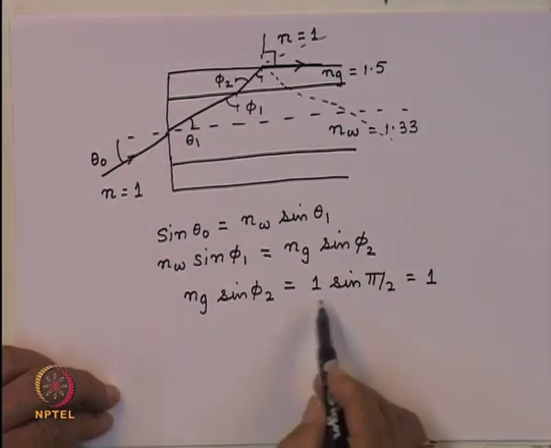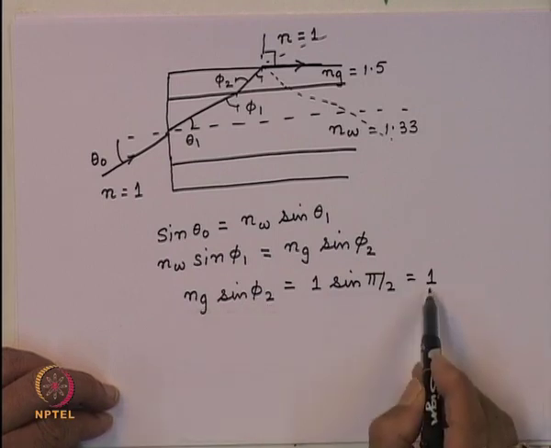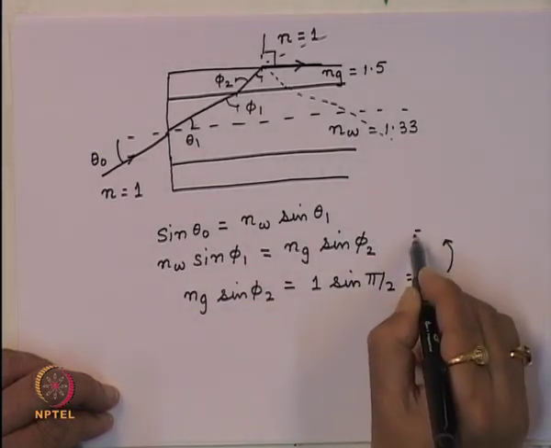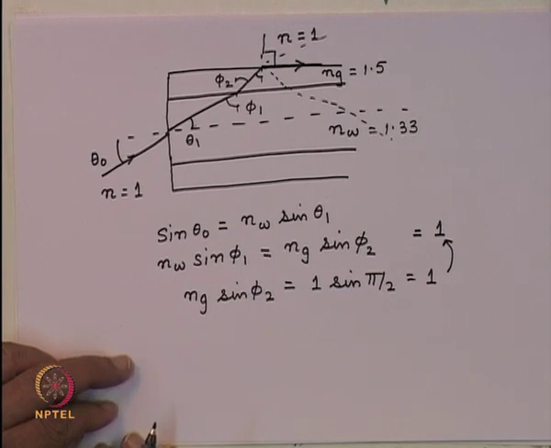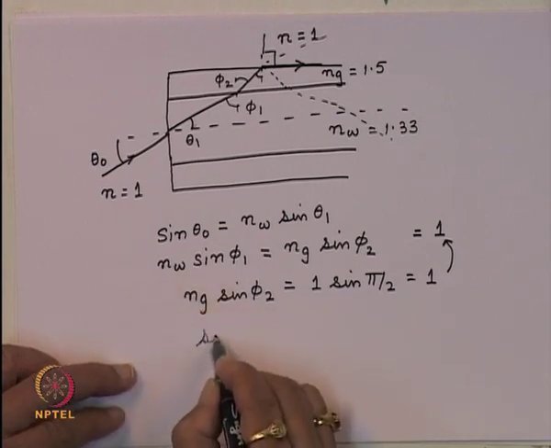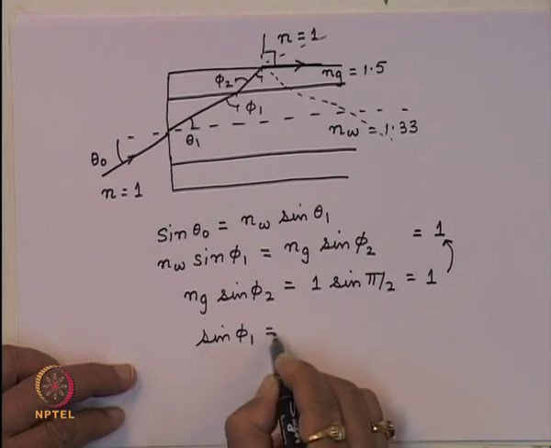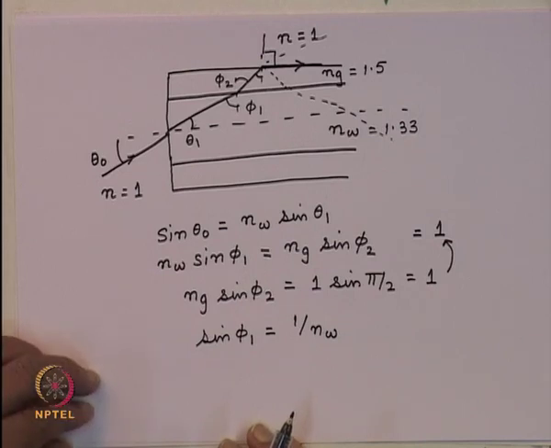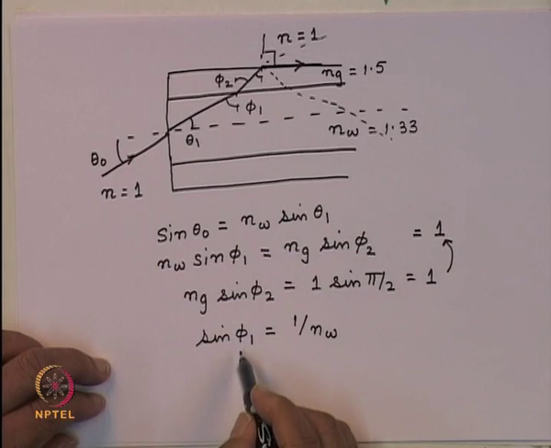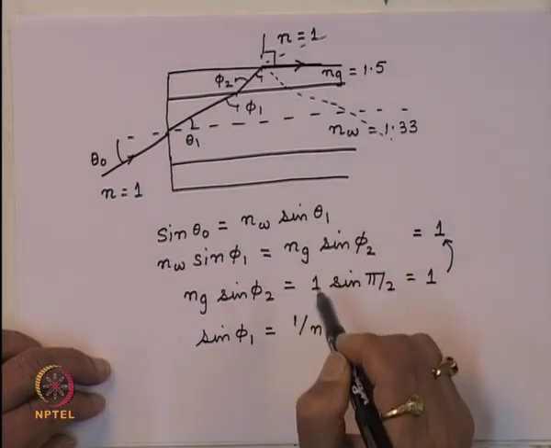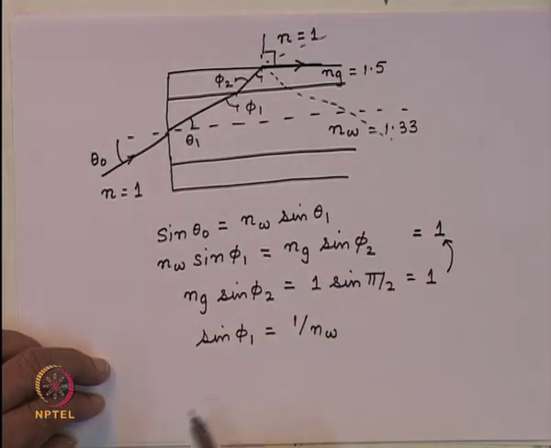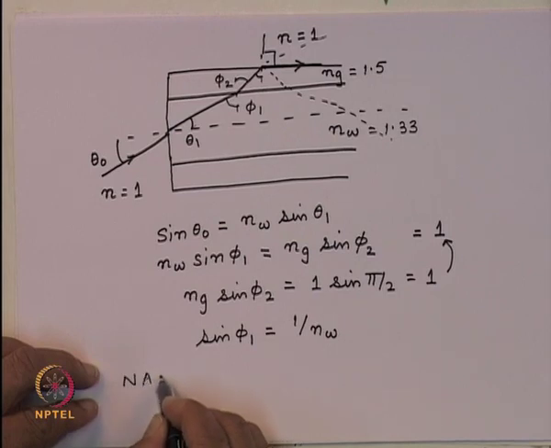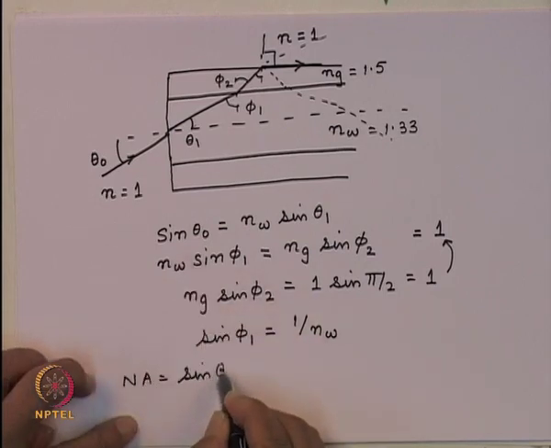So, I see from here that n g sine phi 2 is equal to 1, and n g sine phi 2 is n w sine phi 1. So, this is also equal to 1. From here I can calculate sine of phi 1, that is 1 upon n w. And phi 1 is nothing but pi by 2 minus theta 1, or theta 1 is equal to pi by 2 minus phi 1.